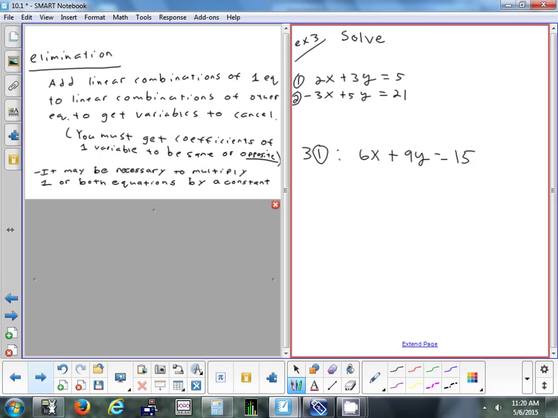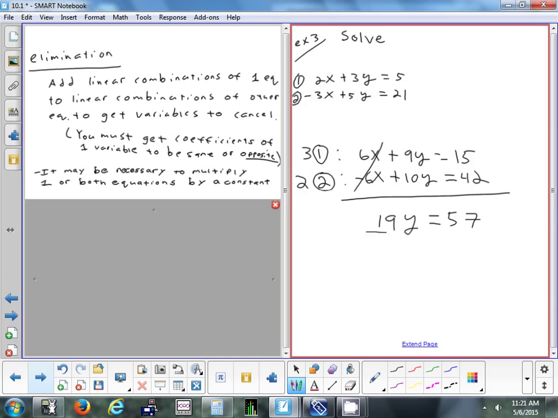Okay, what could I multiply equation 2 by? 2. Yeah. We're going to take 2 times the second equation. That's going to give me negative 6x plus 10y equals 42. Now add your equations up. What's 9y plus 10y? 19y. Okay, 15 and 42 gives me 57. Last step, divide by 19. Okay, y is 3.